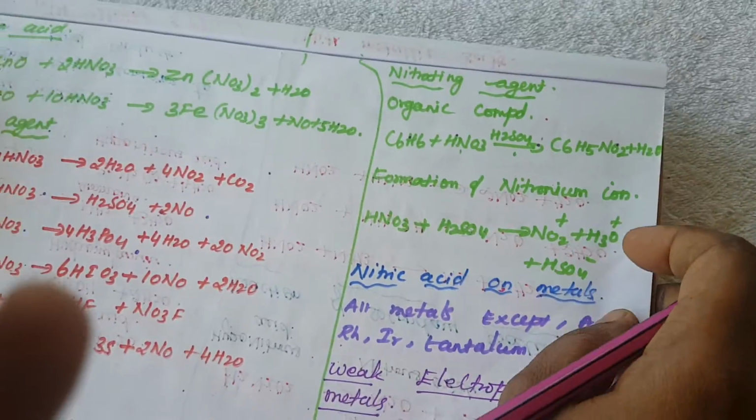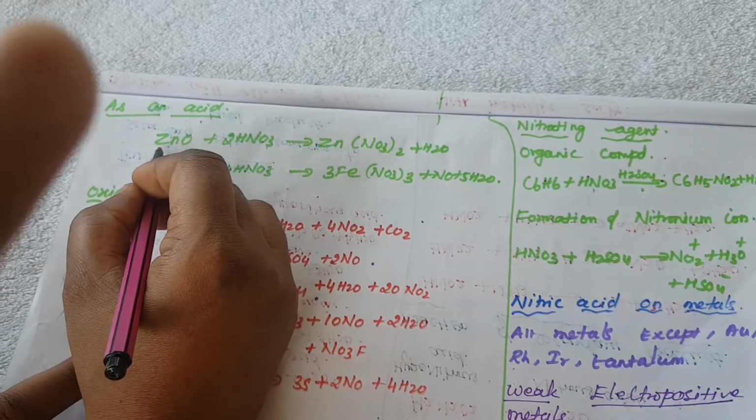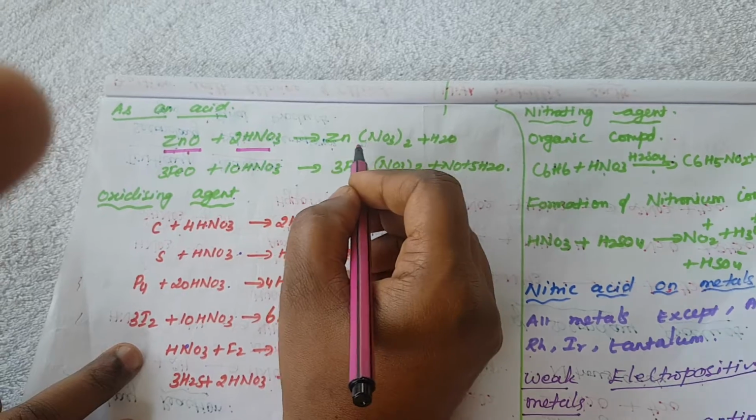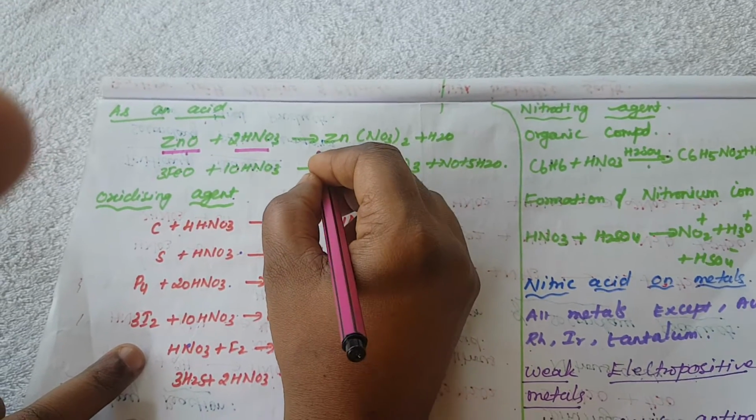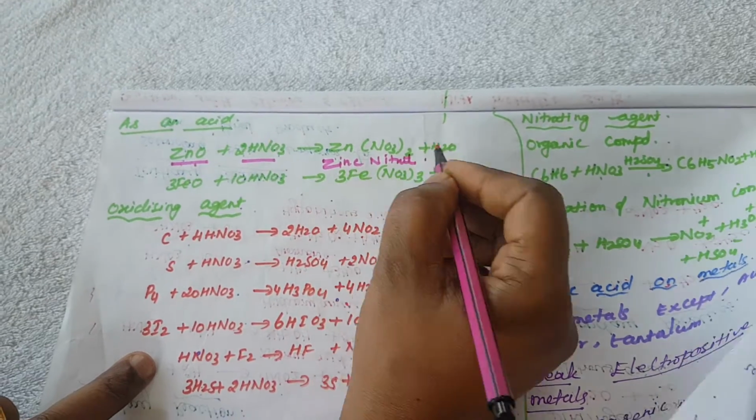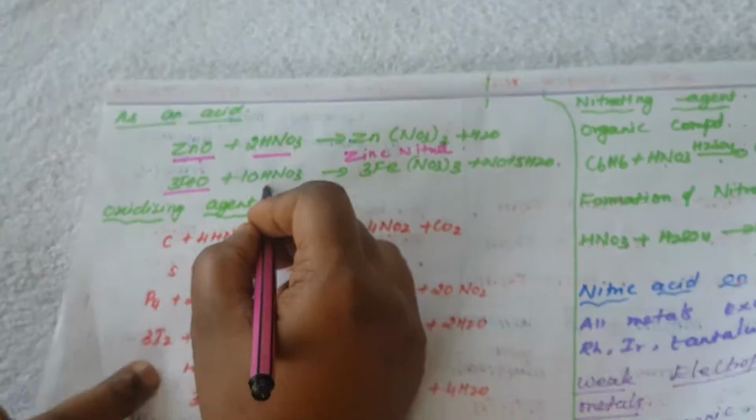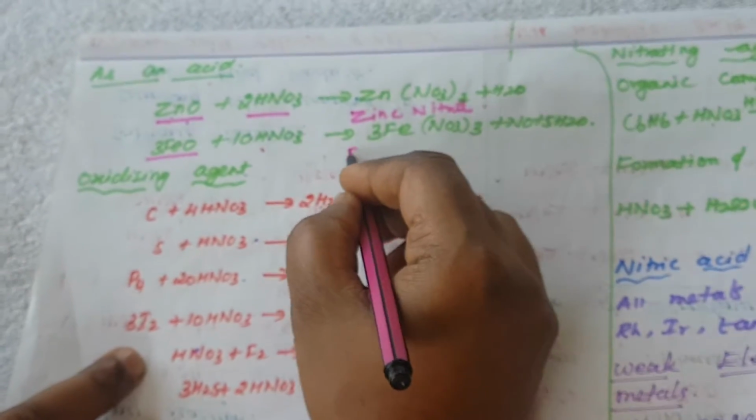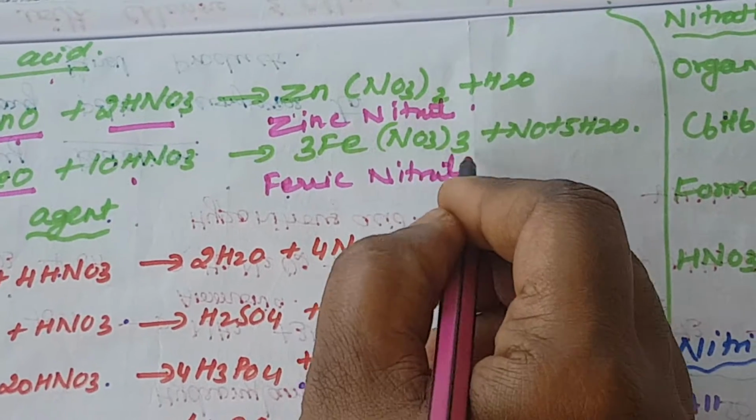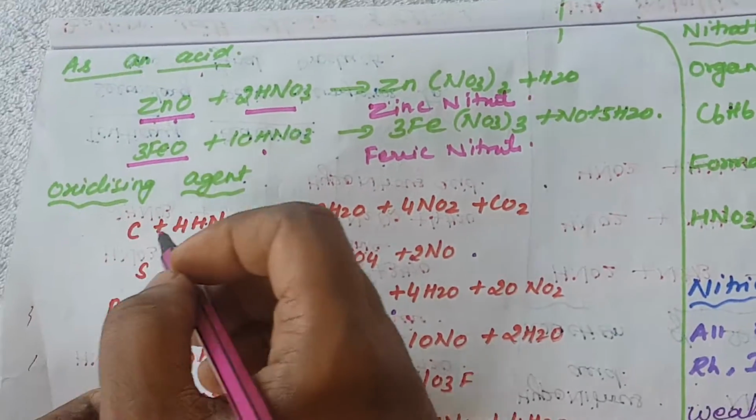Here are examples as evidence that it acts as an acid. ZnO, zinc oxide, reacts with nitric acid to form zinc nitrate and water. FeO plus nitric acid forms ferric nitrate. So this shows it acts as an acid. Next, it is an oxidizing agent.